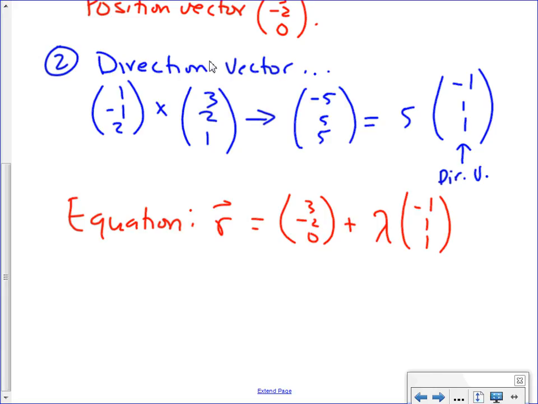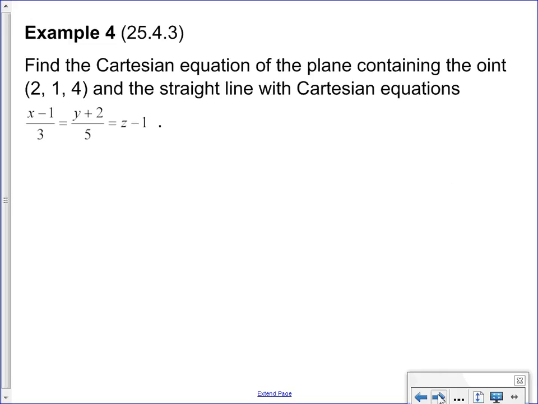All right, so once upon a time, there was a point on the plane. That point had coordinates 2, 1, 4. And there was a straight line with the Cartesian equations, blah, blah, and blah. So there's this point on the plane, 2, 1, and 4, and then there's some line out here in space with that Cartesian equation.